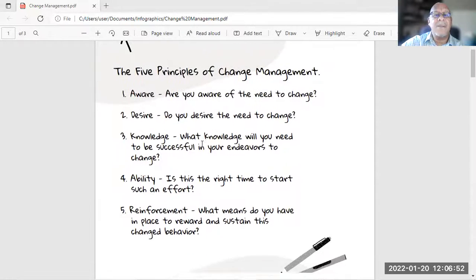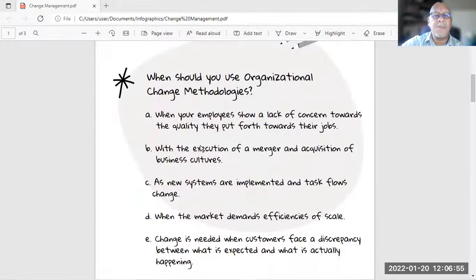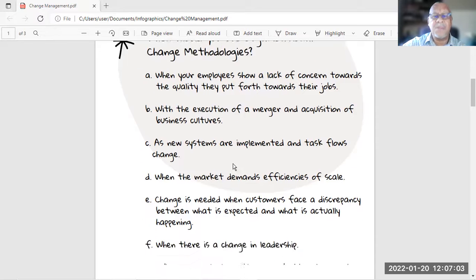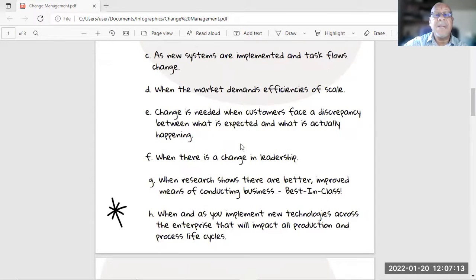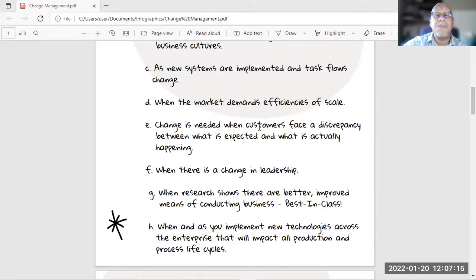I'll share my screen and we'll take a look at some of the fundamentals that this area requires. When employees show a lack of concern towards the quality of their work, absolutely, with the execution of a merger and acquisition, we've seen that time and time again. As new systems are implemented and task flows change, this is critical. When the market demands efficiencies of scale, we see this from investors demanding higher rates of return or more efficiencies, and even a cultural sensitivity to our environment.